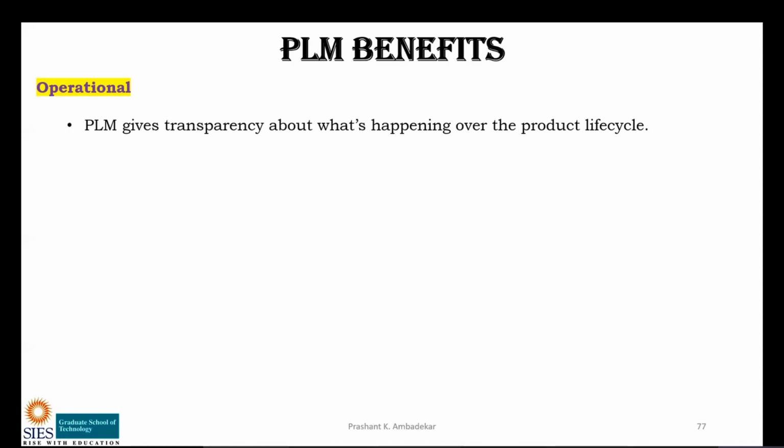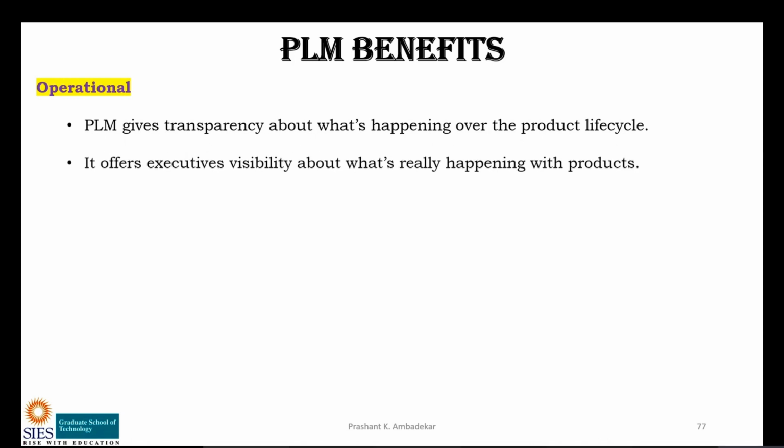It gives transparency. We have seen that each and every department comes to know what is the stage of the product. Is it in the maturity phase or introduction phase? How much is the sale of the company, and all those things are transparently known to each and every department. There are no barriers in the department now with the introduction of PLM. It offers executive visibility about what's really happening with the product. So the executives or the product manager really come to know.